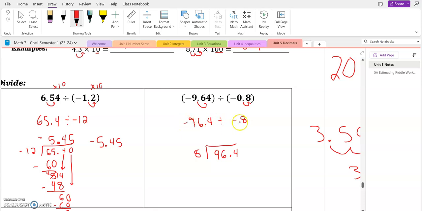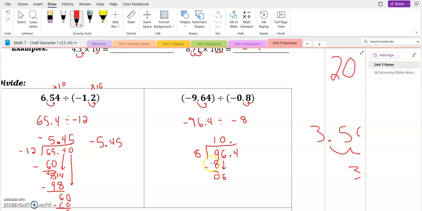And this is a negative divided by negative. These have the same sign, so we'll know we'll get a positive answer. So I don't need to put anything up here. 8 goes into 9 one time. And let's bring that decimal up as well. So we get an 8 here, and we can subtract, which gets us 0. Bring down the 6. 8 can go into 6 0 times.